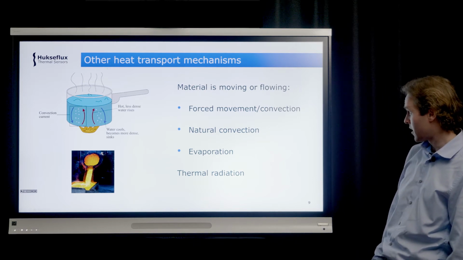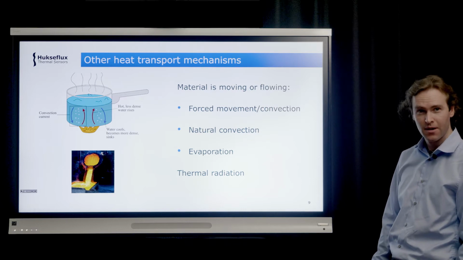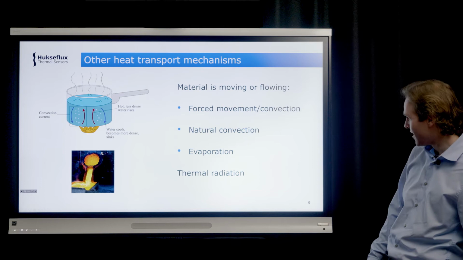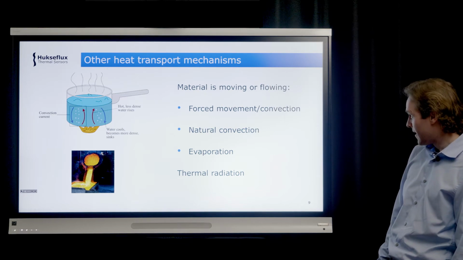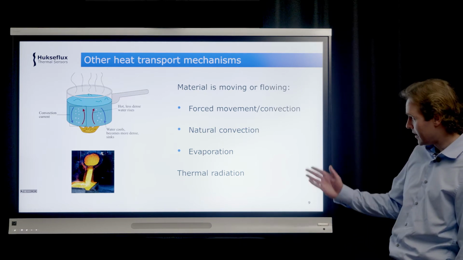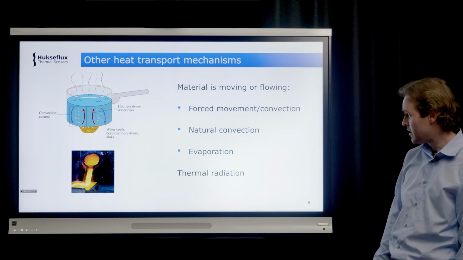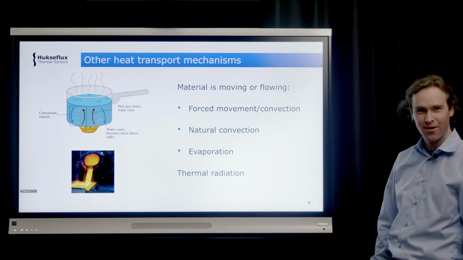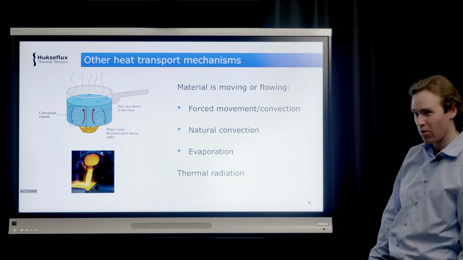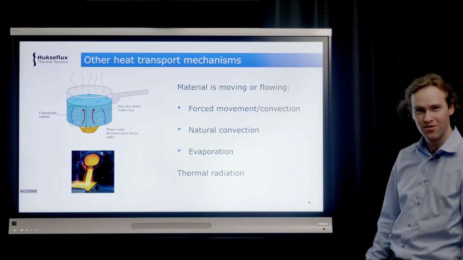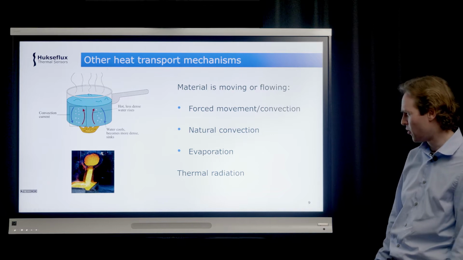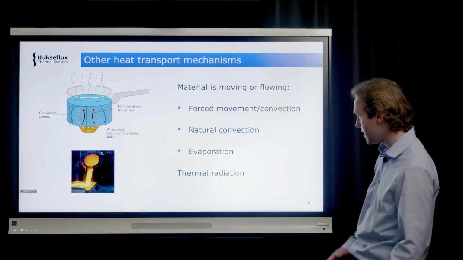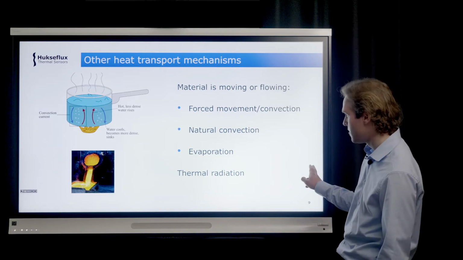Another thing that can occur is evaporation. So of course, we all know that transpiring is a way to cool. And finally, heat can also be transported by means of thermal radiation. So for example, molten metal actually glows. So that's radiation in the visible, but also at lower temperatures, materials can exchange heat by thermal radiation.